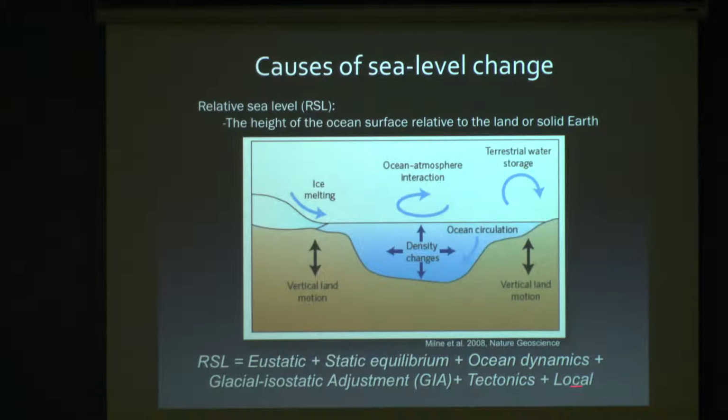And then we have local effects, and I'll talk about this later on, but this is related to changes in tidal range over time, perhaps, or sediment compaction.